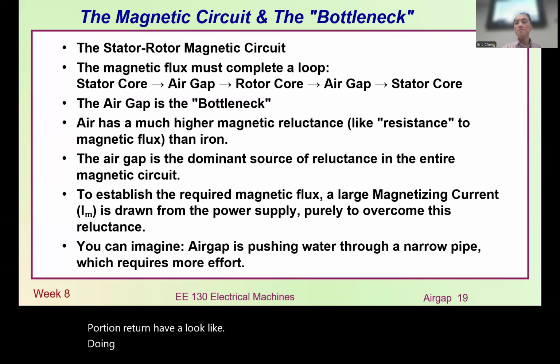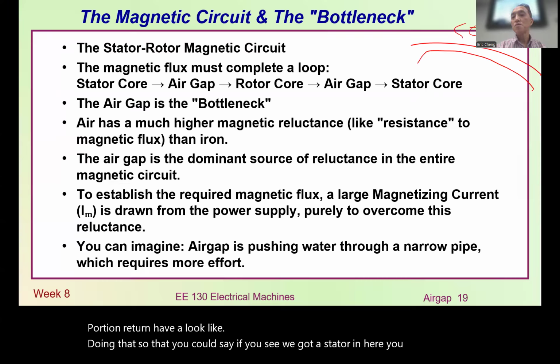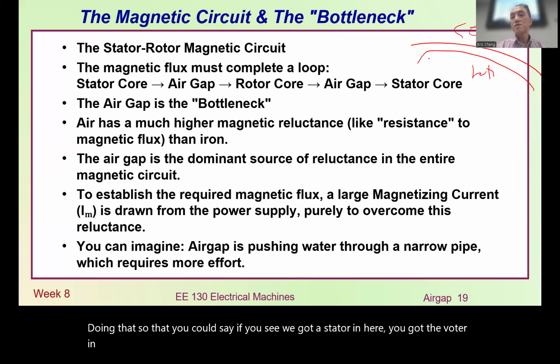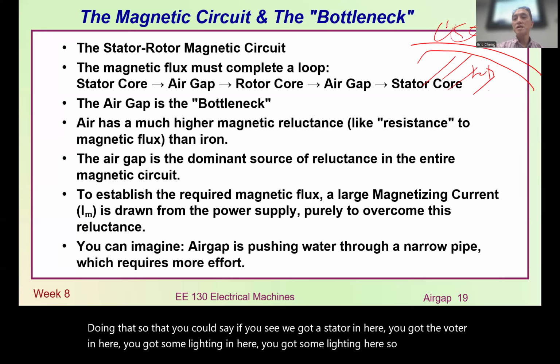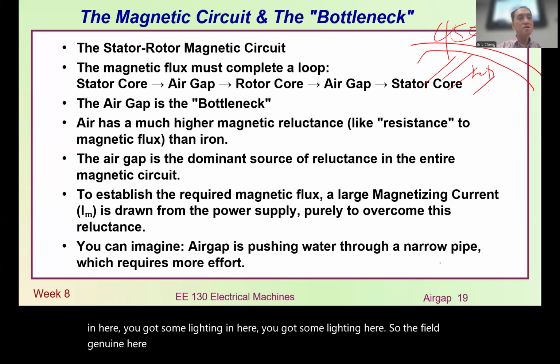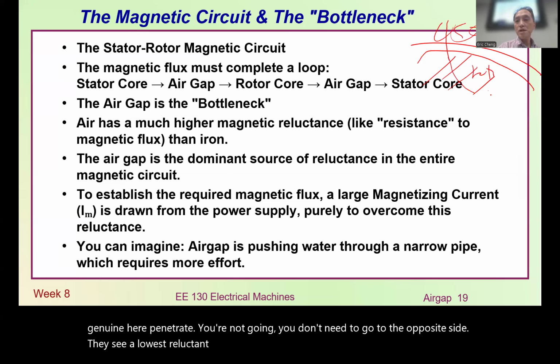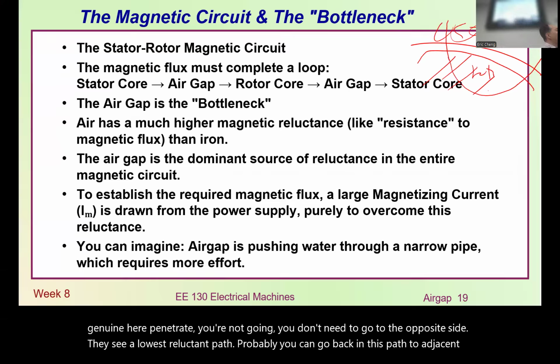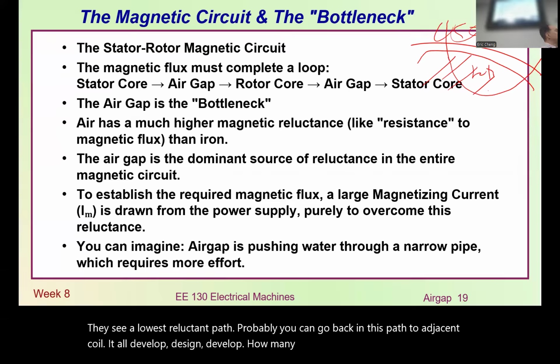So that is to say, if you see we've got a stator in here, you've got the rotor in here, you've got some winding in here, you've got some winding here. So the field generated in here penetrates. You don't need to go to the opposite side. They see the lowest reluctance path. Probably you can go back in this path to the adjacent coil. It all depends on the design, on how many poles, how the flux will go through.